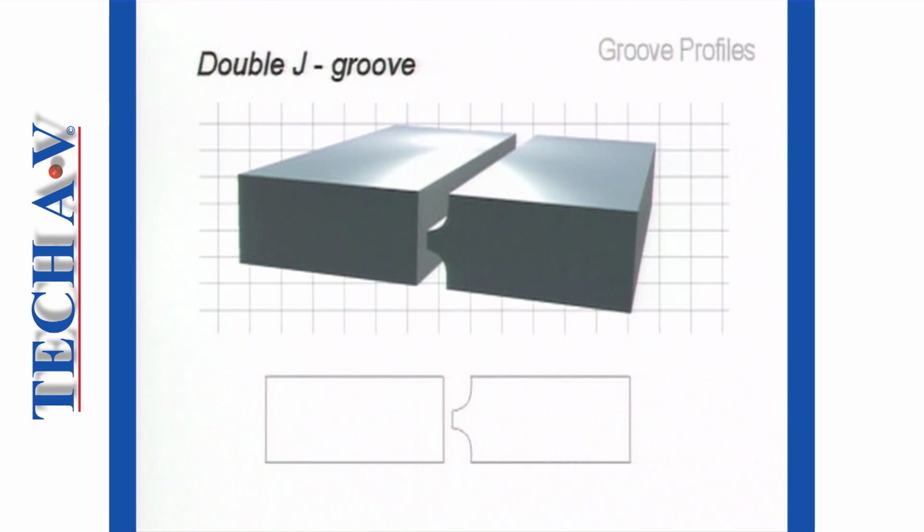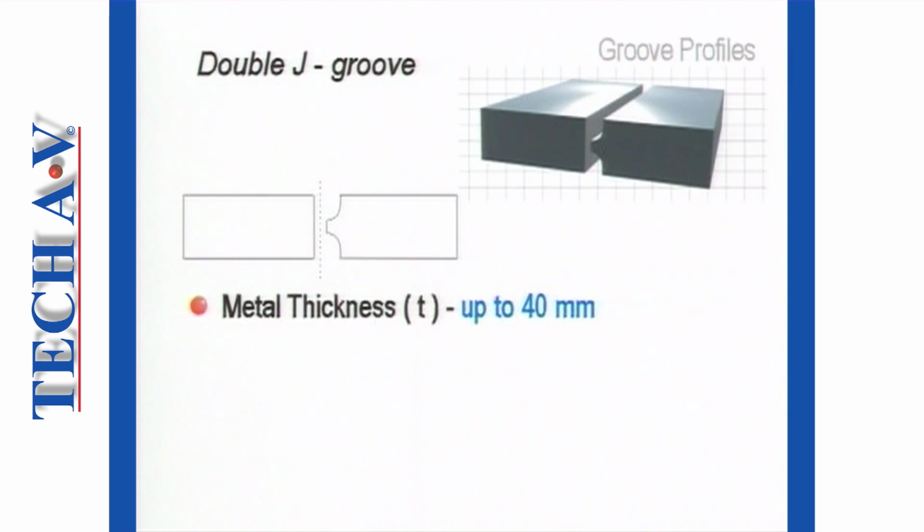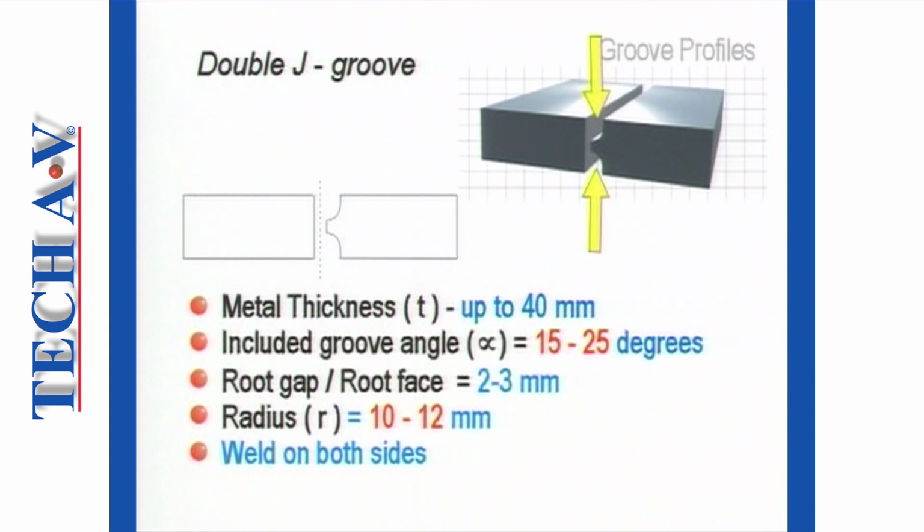A double J-groove is also used for metal sections up to 40 mm, but used when full penetration is required on both sides. In a double J profile, the included groove angle may range from 15 up to 25 degrees. Both root gap and root faces remain constant at between 2 to 3 mm. However, the radius may increase to between 10 and 12 mm.